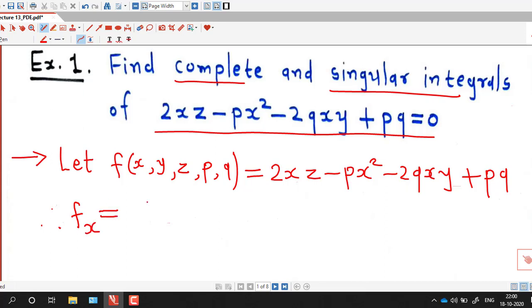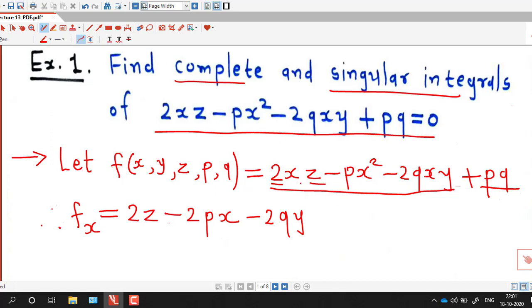Partial derivative with respect to x: there is an x in the first three terms. There is no x in the last term, so its derivative with respect to x is 0. In the first term, 2z is constant and the derivative of x is 1. In the second term, minus p is constant and the derivative of x square is 2x, so it is minus 2px. In the third term, 2qy is constant and the derivative of x is 1. So again, del f by del x is 2z minus 2px minus 2qy.